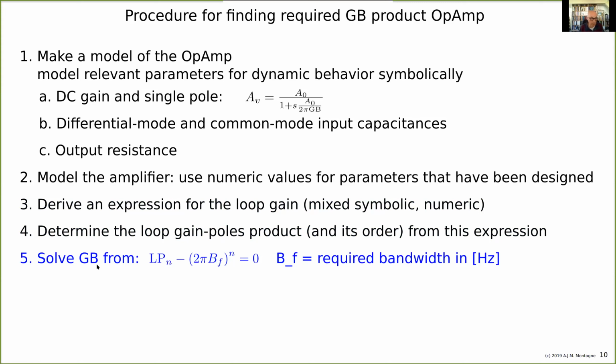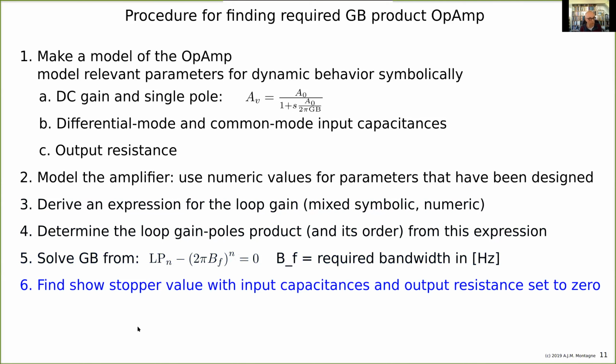If you put the gain bandwidth, of course, as a variable in the equation, we solve it from this nth order loop gain pole product minus the desired bandwidth to the power of n equals 0. And then you get the solution for your gain bandwidth product.